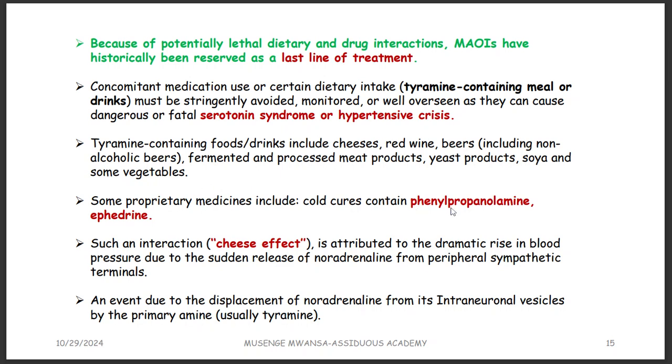And also some drugs, please take note of these drugs. You see them in papers. Phenylpropanolamine and ephedrine. These drugs lead to the release of norepinephrine, and that leads to the hypertensive crisis. There you can see it, they're all having PHE at least. So if you just see that option, phenylpropanolamine and ephedrine, these guys will lead to what is known as the cheese effect, which is basically an increase in blood pressure because they release epinephrine.